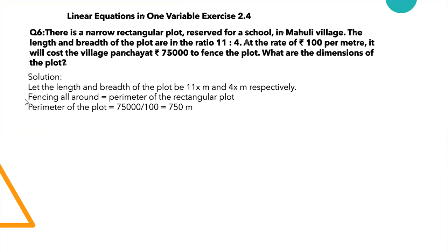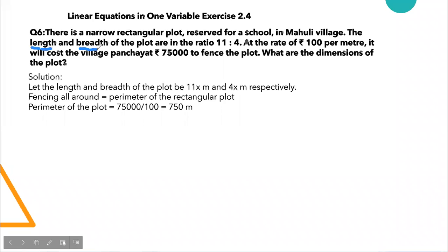Here we have the solution part. So basically, before solving this out, we need to observe that they have given the length and breadth to be in the ratio of 11:4. Means what can you understand? 11 is length and 4 is breadth, right? So now you can substitute it as 11 into m and 4 into m respectively.